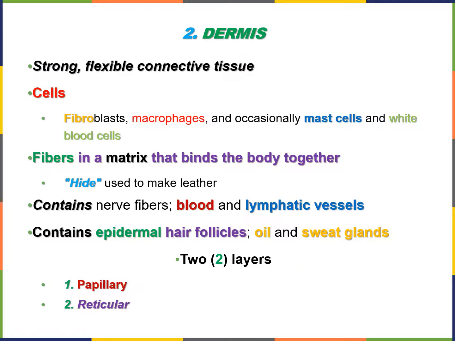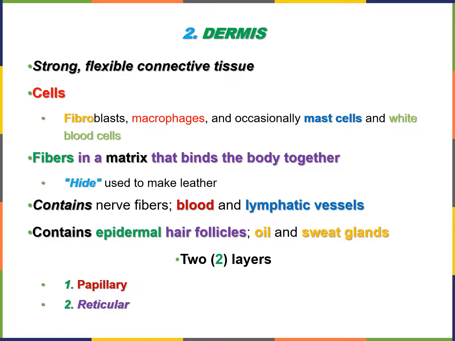The second part of the skin is the dermis. It's strong, flexible connective tissue. Cells we find there would be the fibroblasts, macrophages again, occasionally some mast cells, and some other white blood cell types. So we find the fibers in a matrix there that's going to bind the body together. Basically, the dermis is what we call the hide, and that's what people in some other animals would use to make leather.